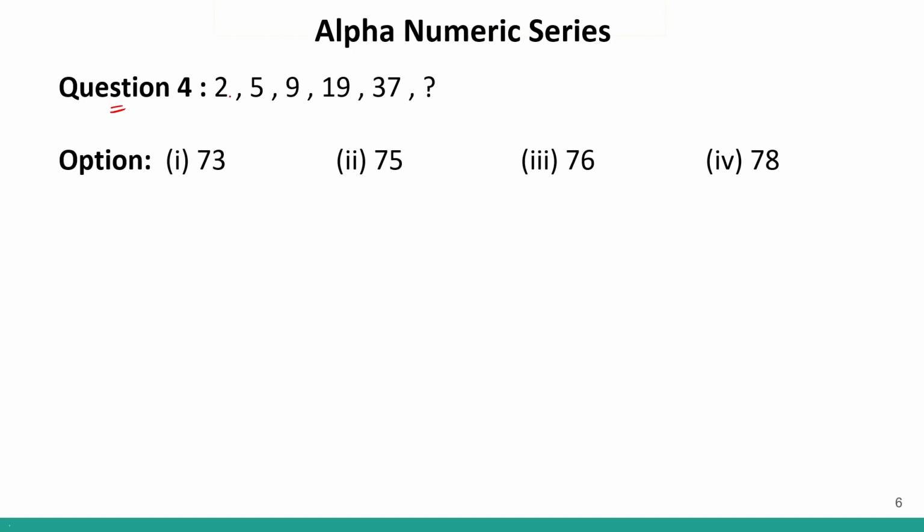So I can see very close numbers. Correct? Very close numbers. So let us find out. Between 2 and 5, I can see 2 into 2 plus 1 will give me 5. Correct? From 5 to 9, 5 into 2 will give me 9. So let me write it like this. 2 into 2 will be 4 plus 1. It will give me 5. Similarly, 5 into 2 will be 10 minus 1. It will give me 9. Moving forward, if I multiply it by 2 and add 1, I will get 18 plus 1, which is equal to 19.